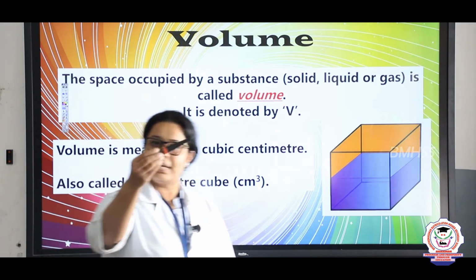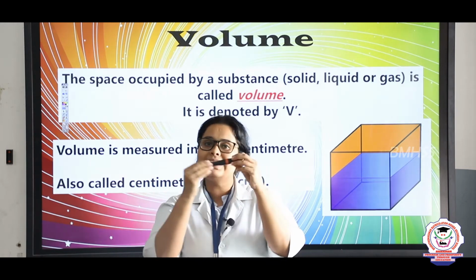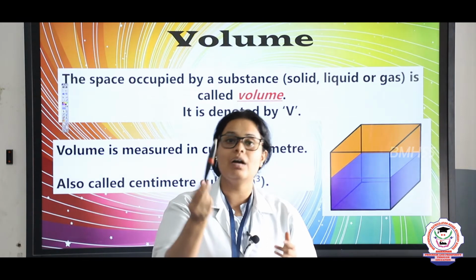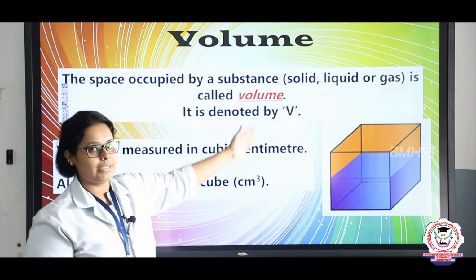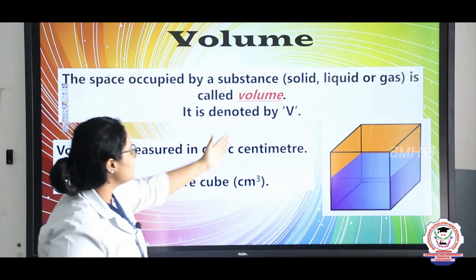For example, I am taking this pen. So this pen is having some amount of space occupied, right? So this is why I can say that this pen is having a volume, right? Now, it is denoted by capital V. Now you can see here volume is measured in cubic centimeter.